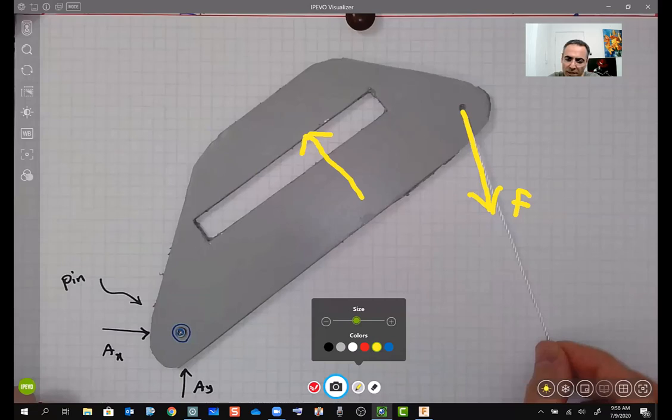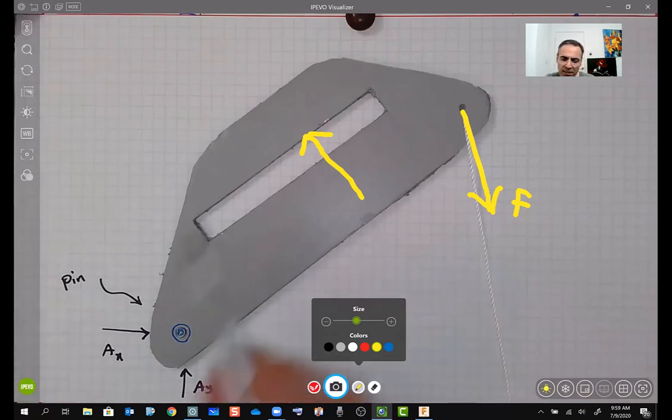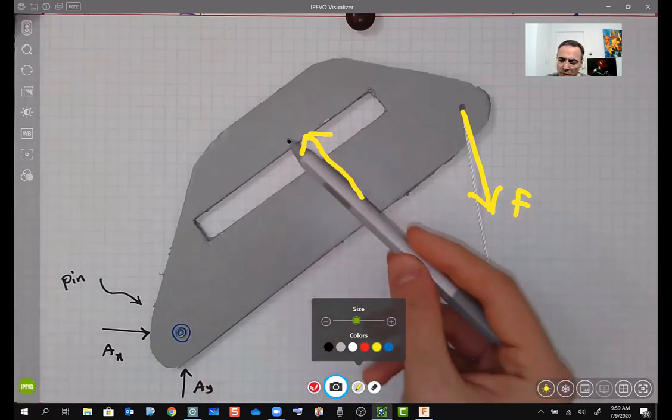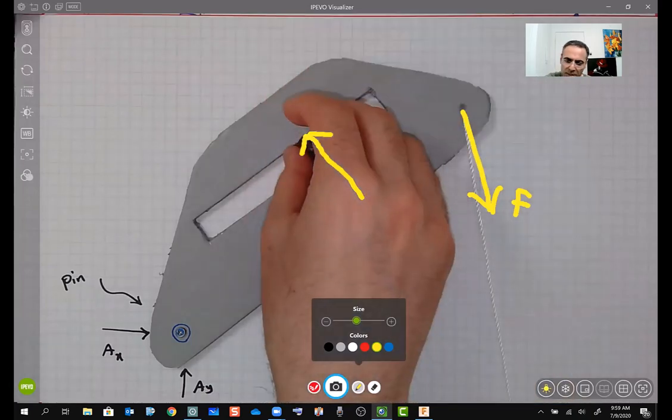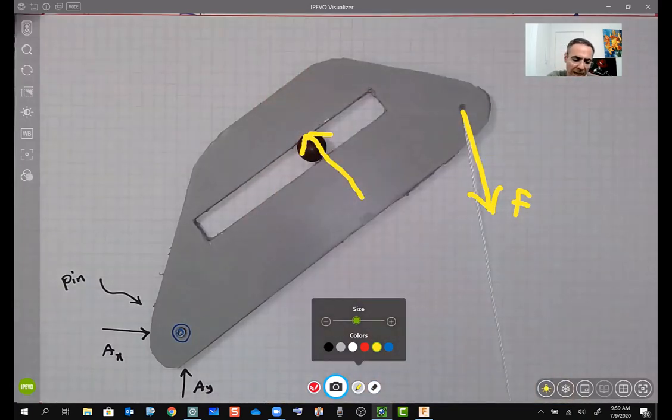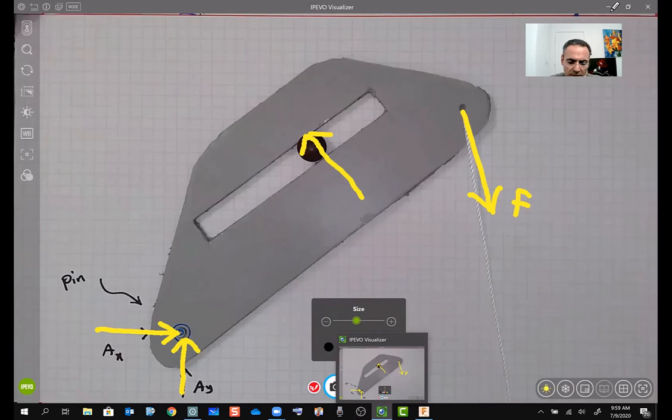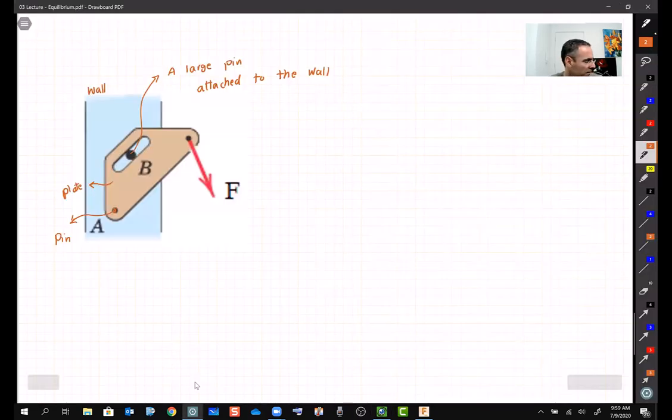If somebody tries to apply this load F, then it comes from this pin, okay? And this AX and AY, it's obvious. So this is basically the free body diagram for this one. Hope it's clear. Then let's go back to where we are now. Okay. All right.